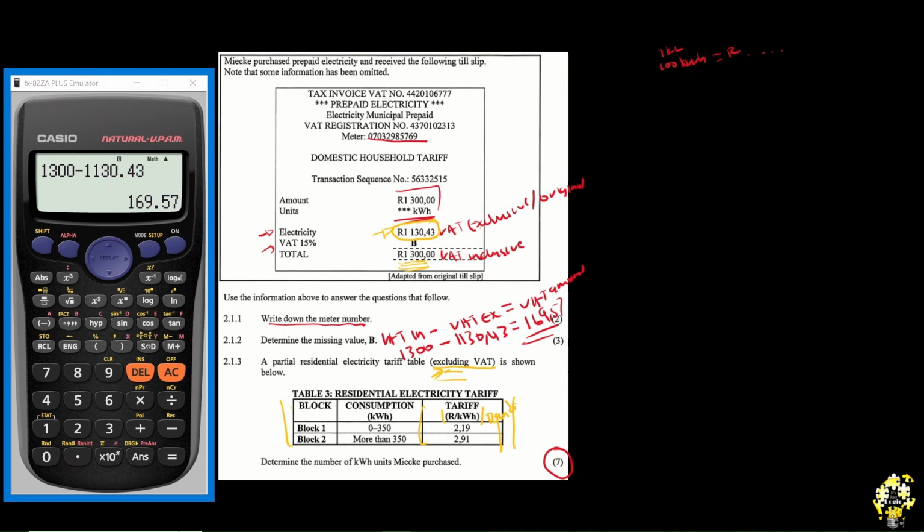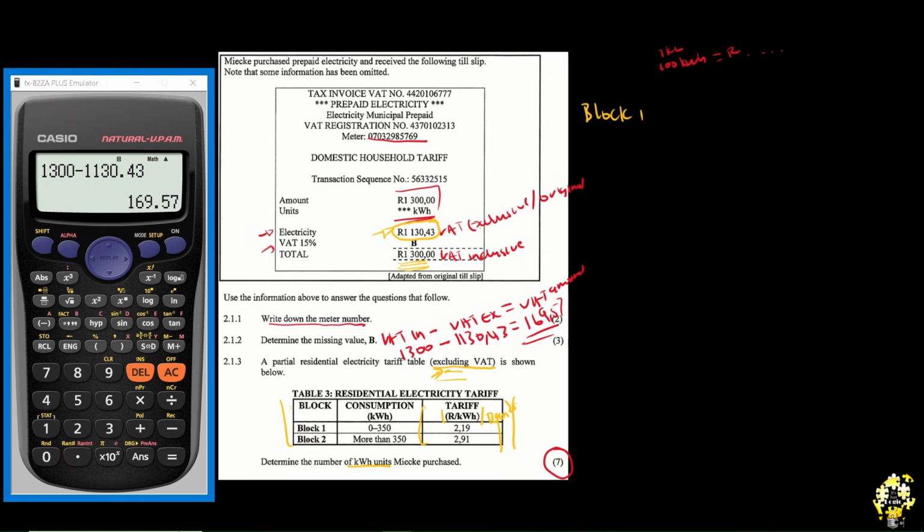So, how are we supposed to determine the number of kilowatt units that were purchased using this amount of 1130.43? Well, one thing that we can do is start by saying block 1. Here there will be a lot of trial and error. When you are trying to work backwards, there is no way you cannot trial and error. You will see that as we continue, because there is another question also trying to cement the same reverse engineering of tariffs.